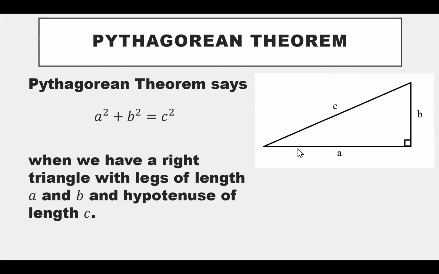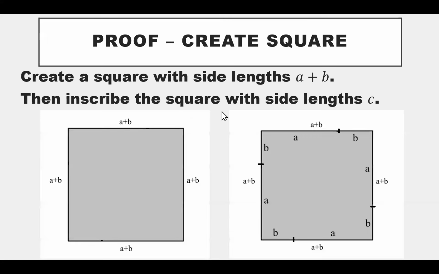We want to take any right triangle whose legs are a and b and whose hypotenuse is length c, and show that if we have that scenario, then a squared plus b squared is equal to c squared. So we start by assuming we have this right triangle of legs length a and b and hypotenuse of length c. To show the Pythagorean theorem works, I first create a square with side lengths a plus b.